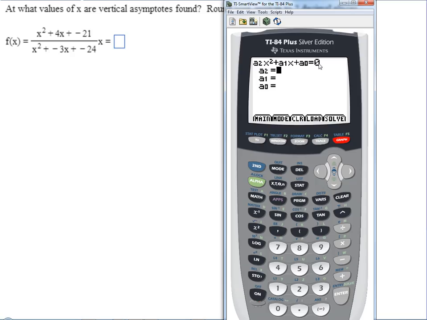But then if we're trying to find the zeros of the bottom, a sub 2, which is the coefficient of x squared, would be 1. Okay. Go down. a sub 1 is negative 3. And a sub 0, negative 24. Okay, and then if we just hit solve, F5, look what it does. Isn't that good? That's a pretty good deal.